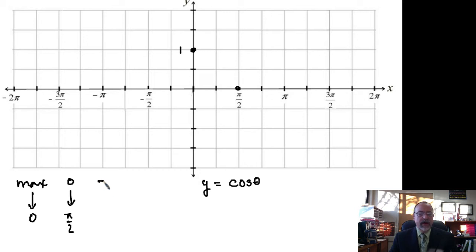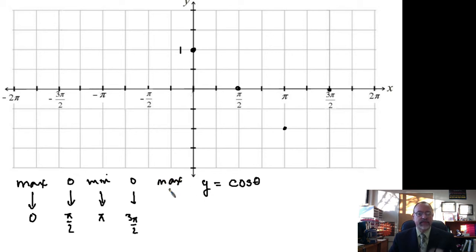And then at pi, I got that backwards, at pi it reaches its minimum value. So it reaches down to -1. Then it gets back to 0 at 3 pi over 2. So it's back to 0. And then at 2 pi, it's back to its maximum.